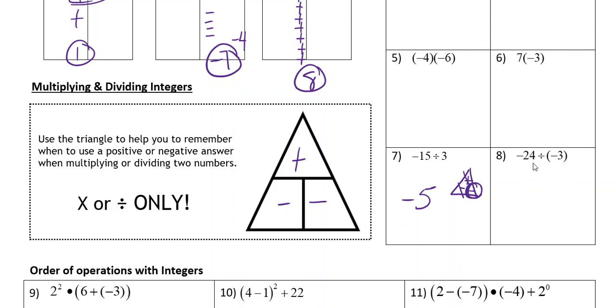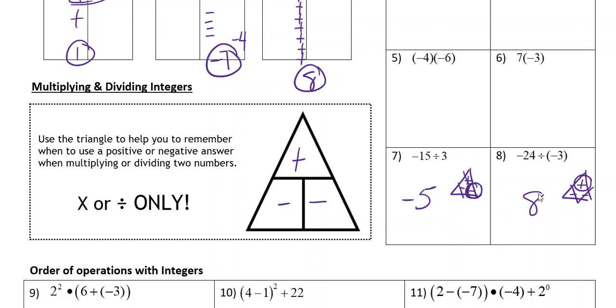Same thing if I look at number 8, I have -24 divided by a -3. Well, 24 divided by 3 would be 8. Draw your triangle if you need to. Positive float to the top, negative sink to the bottom. Negative divided by a negative is a positive. So I have a positive 8.